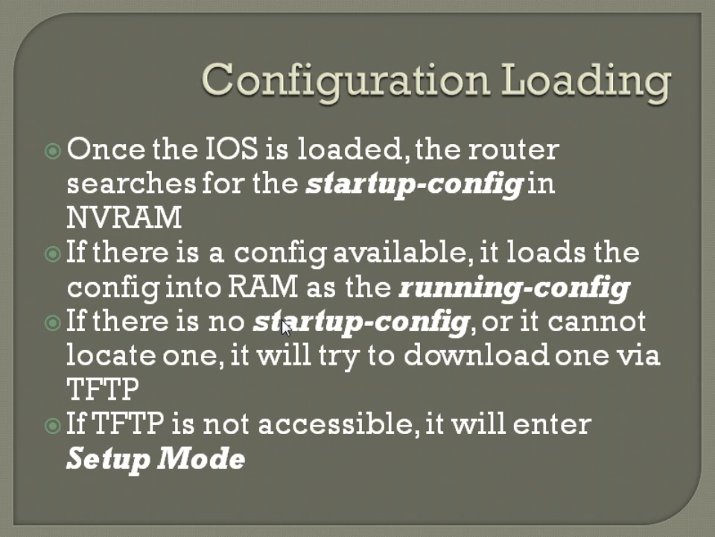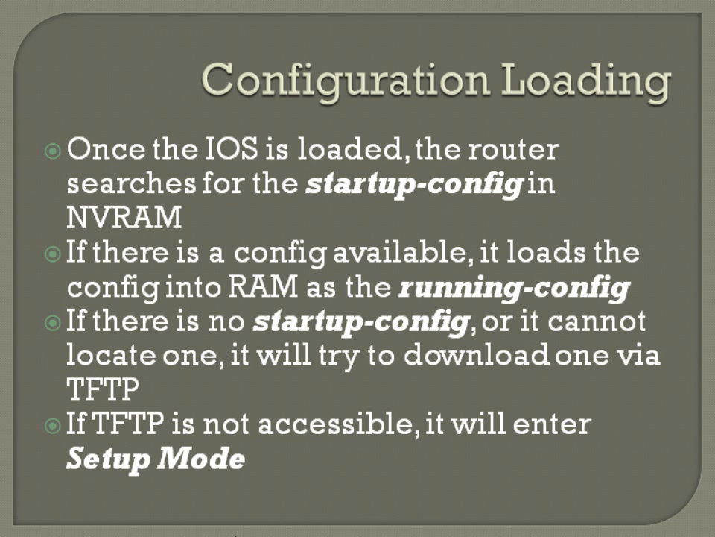So you go to the configuration loading. Once the IOS is loaded, the router searches for the startup-config in NVRAM. If there is a config available, it loads the config into RAM as the running config. So this again goes back to what we just talked about in the last little section. You've got multiple spots in memory. RAM is volatile. You've got your IOS loaded there, and now you've got your running config loaded there as well. That way you don't risk the chance of corrupting either your startup config or the IOS saved in flash.